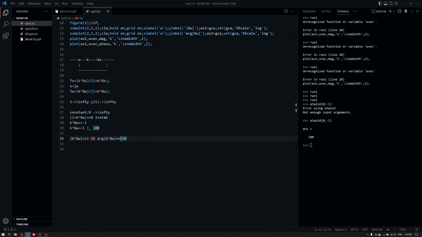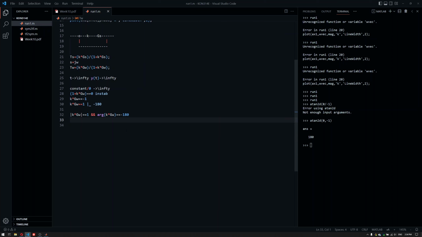By the way, you can also use -180 degrees because it's a periodic thing. Again, it's periodic. You can also use -180 degrees. Since we are concerned with control systems, most of the time 180 degrees is what we're looking for. So the absolute value should be equal to 1, and the argument or the phase should be 180 degrees.